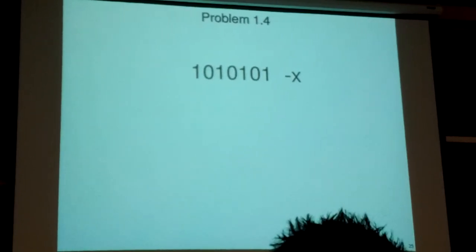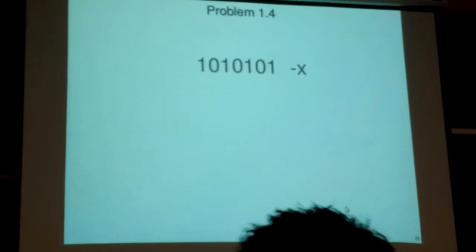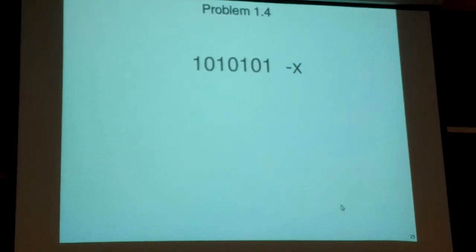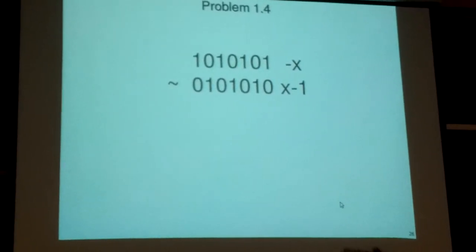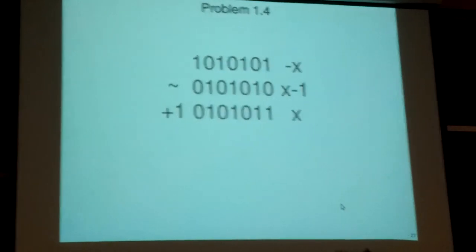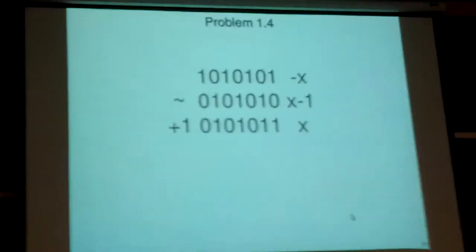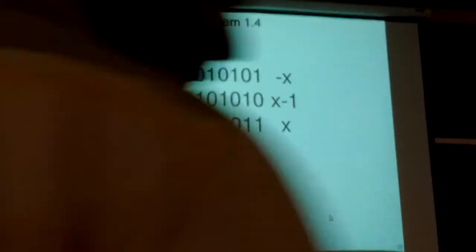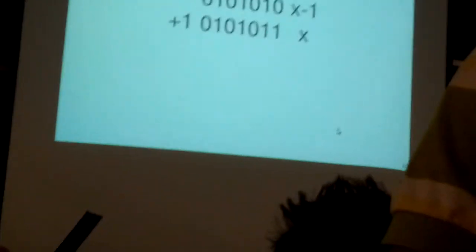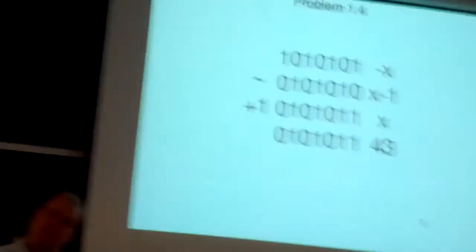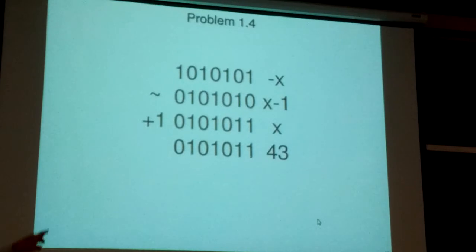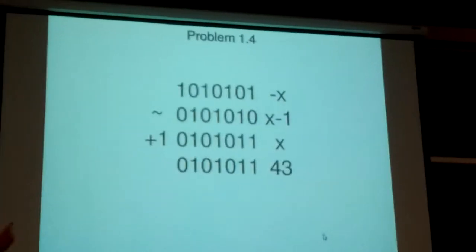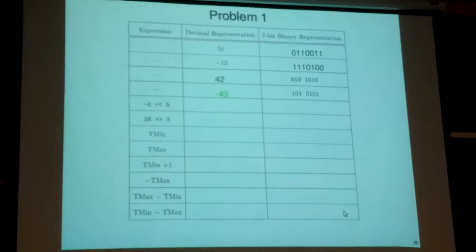The next one, the first bit is a 1, so we know that it's a negative number. So this is negative x. If we take the complement, we get x minus 1. We add that 1 to that value to get the 2's complement, and that will be x. And that's 43, which is basically the last 42 number plus 1. So x is 43. We want negative x, so the answer is negative 43. And we'll fill in the table.